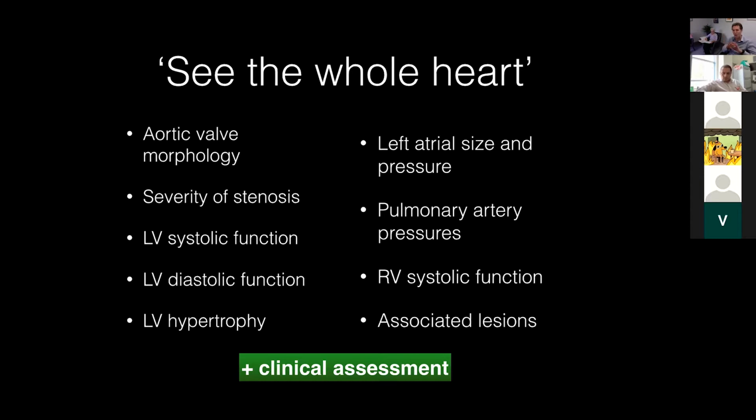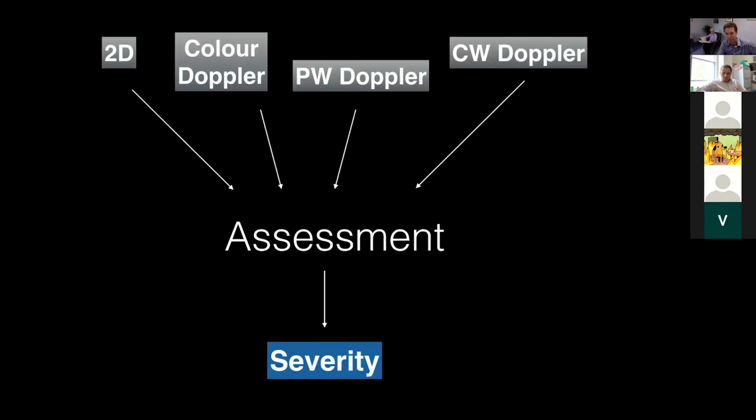So again, just looking at the whole heart together, which is why it's so important to do a comprehensive study, and have a systematic way that you analyze the heart so that you don't miss stuff. So in the exam, if someone asks you, how do you assess aortic stenosis? This is a way of doing it. This is the way I do it. And I do it so I don't miss out things. It's good to have a framework.